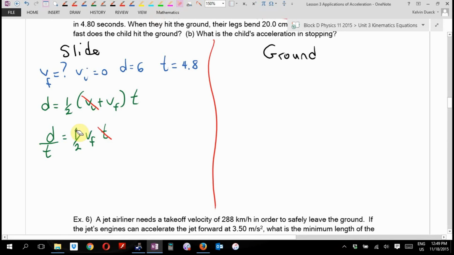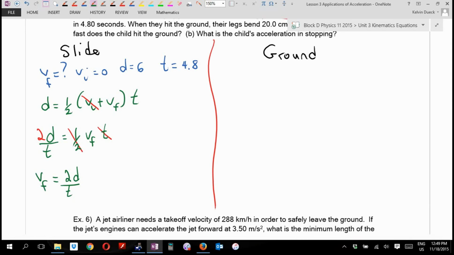What's the 1 doing to the VF? You know what? I don't care. It's a 1. What's this 2 doing? Where is this 2? On the top or on the bottom of a fraction? It's actually dividing. I know it doesn't look like it, but if it's on the bottom of a fraction, I'm telling you it's dividing. So how could I move this 2 over? Cross that out, put a 2 there. VF is going to be 2d over t, which is another equation, but that equation only works when VI is 0.